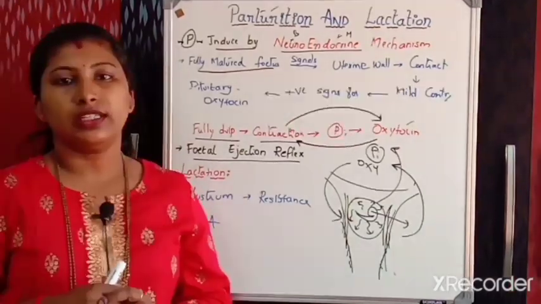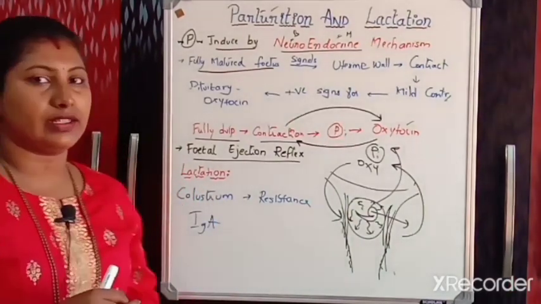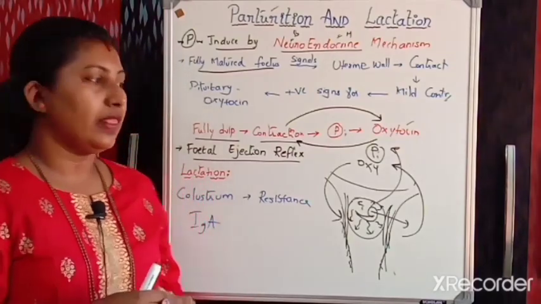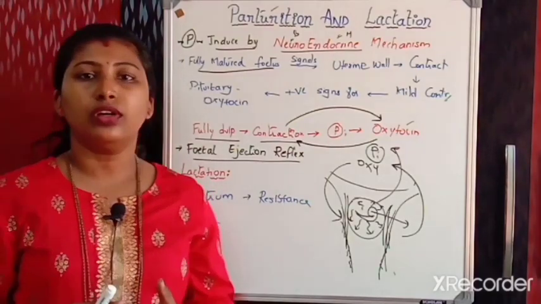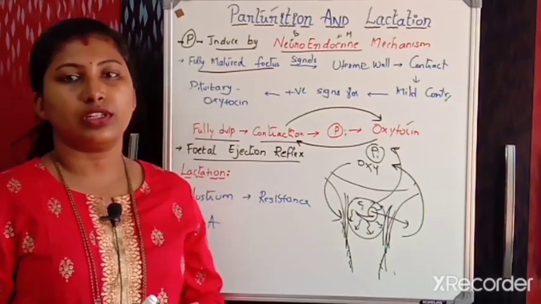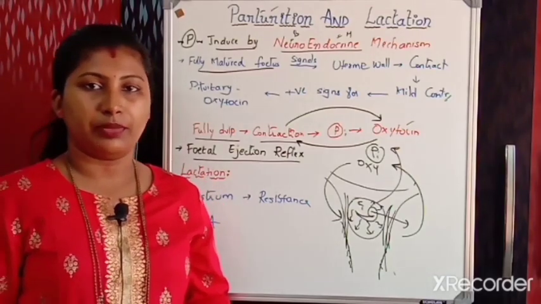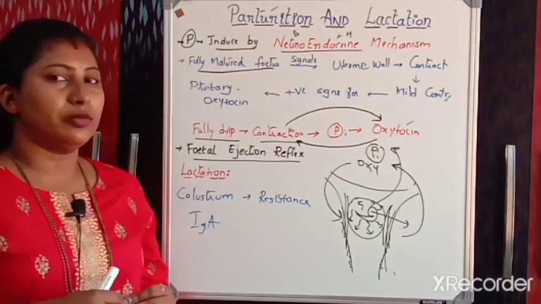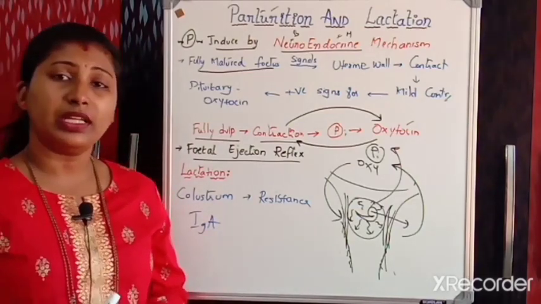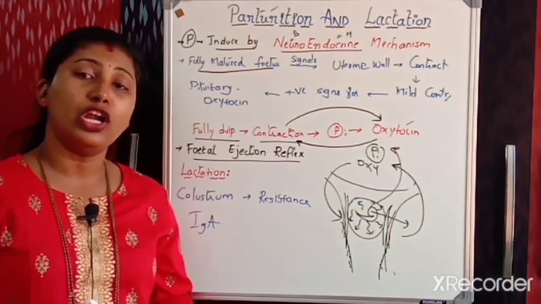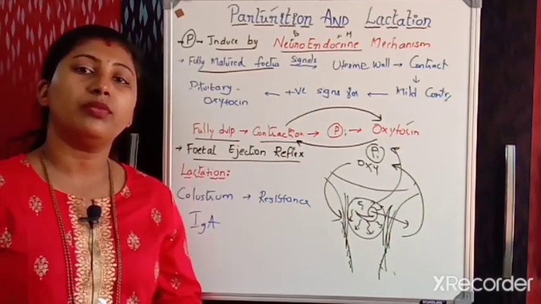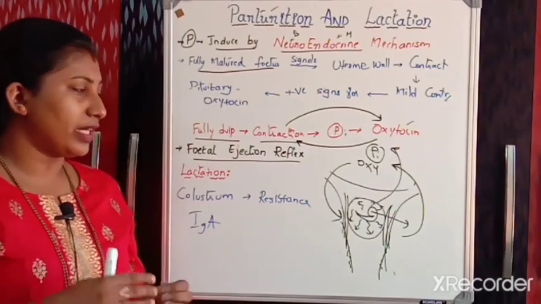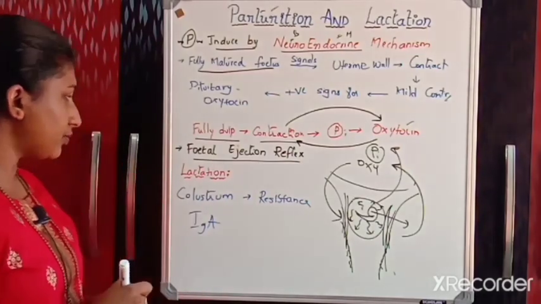Clear? The next process is lactation. Once the delivery of the baby is done, the baby has to be given nutrition, or milk. It is very mandatory. During pregnancy, the mammary glands get differentiated to form the milk inside the mammary gland by the end of the pregnancy.